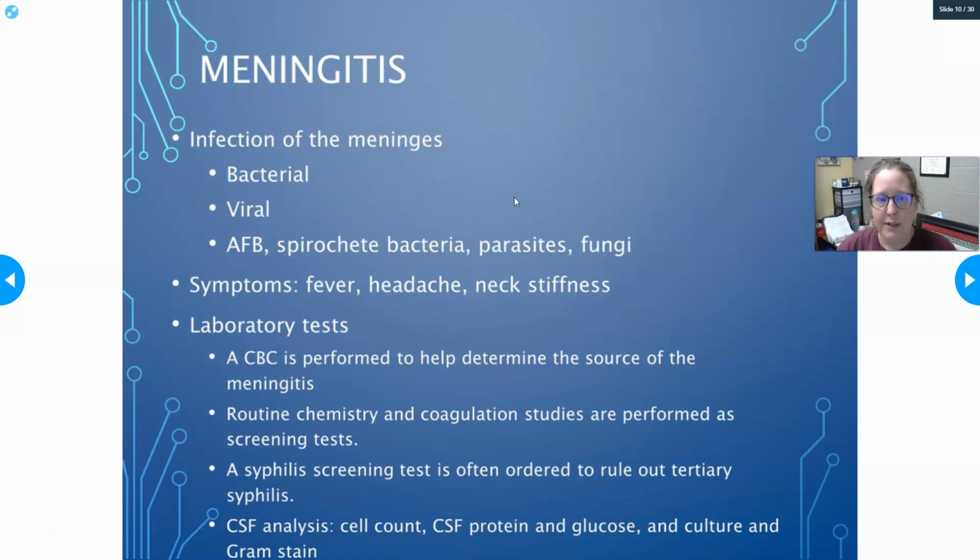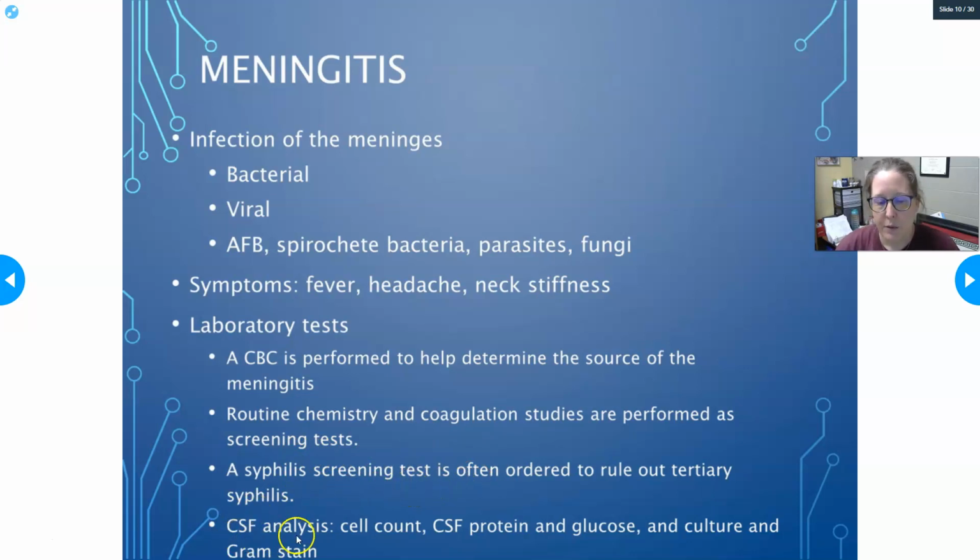Generally, the symptoms of meningitis are going to be fever, headache, and neck stiffness, maybe with sensitivity to light. For the lab tests, they'll definitely do a CBC to help determine the source of meningitis. The CBC would only be helpful to indicate if it was bacterial versus viral, or parasitic or fungal. Routine chemistry and coag tests can be done, but they're simply screening tests, not specifically diagnostic. You can do a syphilis screening test to rule out tertiary syphilis if that is a possibility.